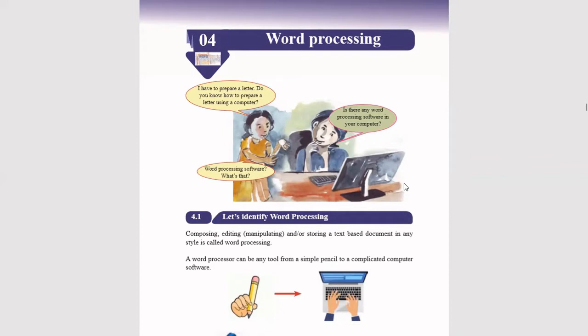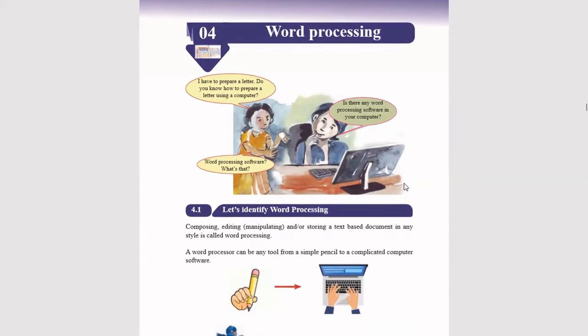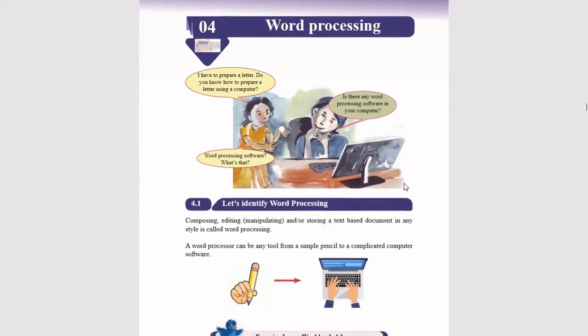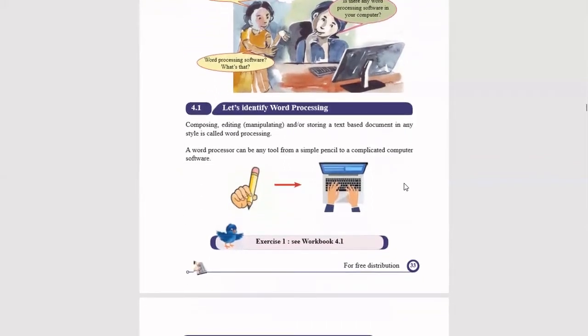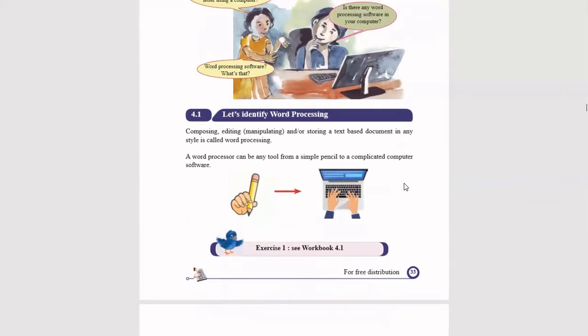This fourth chapter is about word processing. Any idea what it is? You may sometimes need to prepare letters or reports. For these things, we should use word processing software. You may have heard of MS Word, Microsoft Word. That is one of the most popular examples of word processing software.